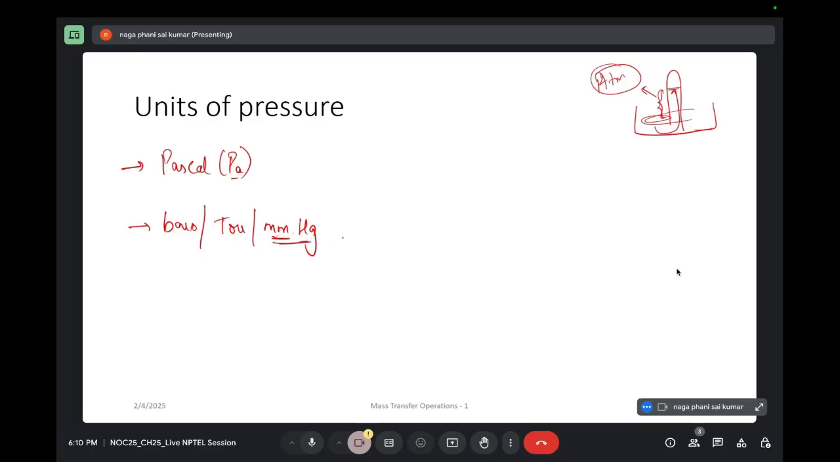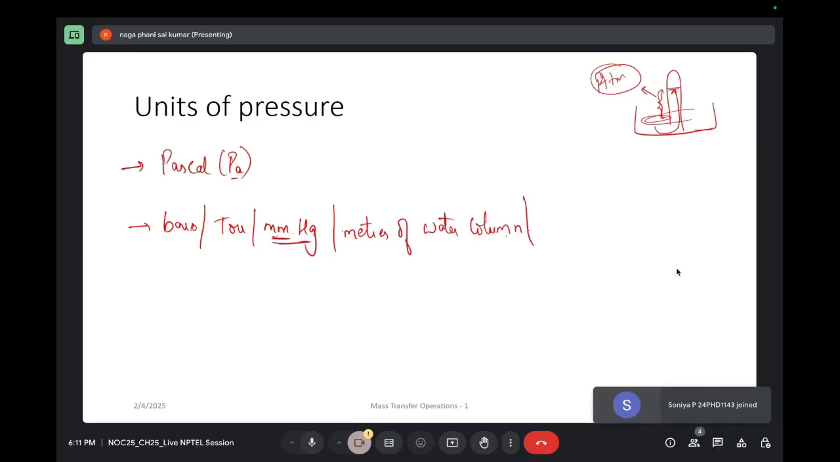Okay, this is one unit, and we also measure it in terms of meters of water, that is, meters of water column. And then we also have atm, that is atmospheric pressure. So these are different types of units that we can use to express pressure. When you are expressing in different terms, there will be a relation between these units. So we basically express in terms of 1 atmosphere. 1 atmosphere is a standard atmospheric pressure.